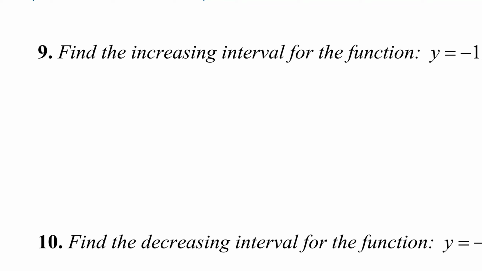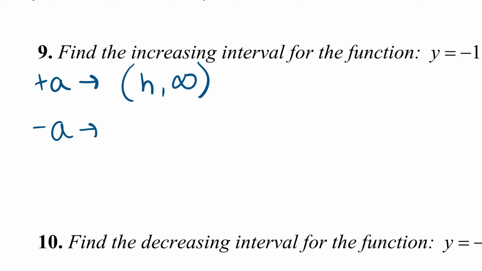For increasing, decreasing interval, it all depends on a. So for the increasing interval, if I have a positive a, my increasing interval is going to be from h to infinity. If I have a negative a, my increasing interval is going to be from negative infinity to h. And one way that I remember these is, if I have a negative a, I should have a negative infinity. If I have a positive a, I should have a positive infinity. That's how I remember these. Again, whatever works for you, however you can remember, do that.